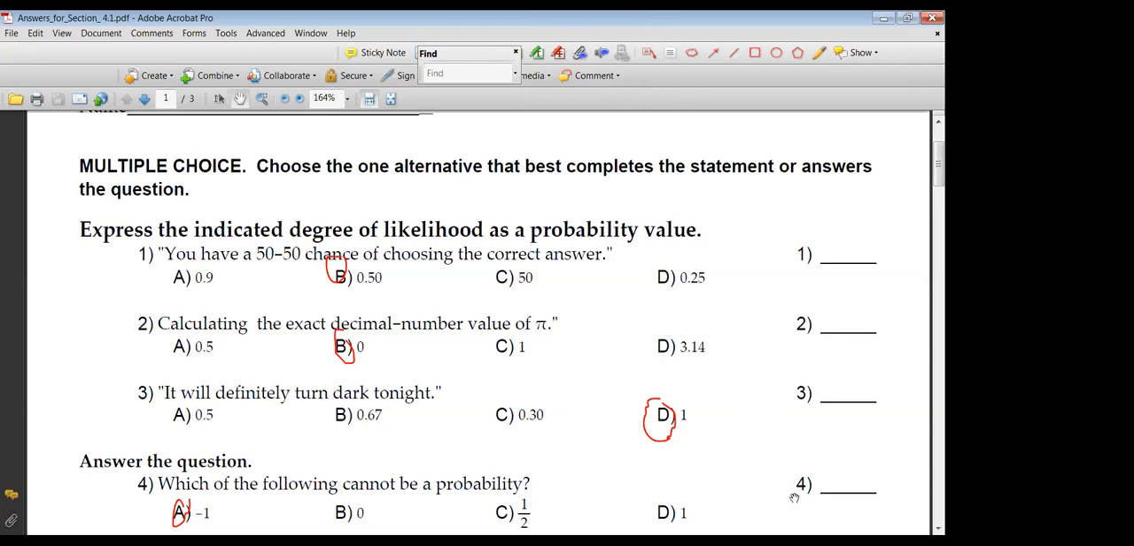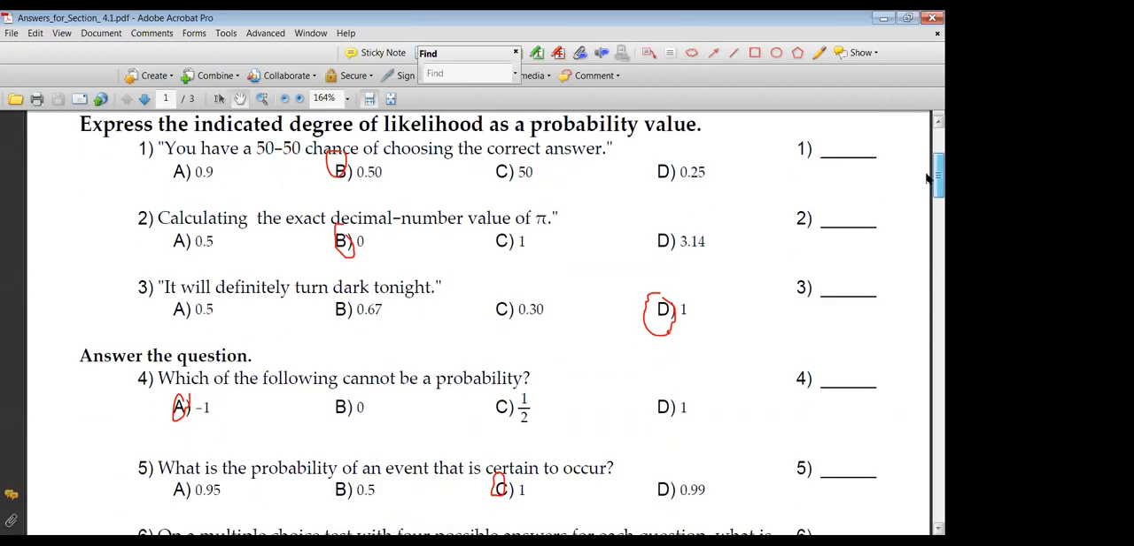All right, I've been saying this. People who score the best, and a lot of times it's not the smartest person in the class that scores the best, it's the person who has the best test-taking ability. You've got a 50-50 chance of choosing the correct answer. Express that as a probability. Please, I just got done telling you, probabilities range between 0 and 1. So please, don't be silly and answer 50. The probability of something happening can't be 50. It's got to be between 0 and 1. A 50-50 chance is not going to be 0.9. It's not going to be 0.25. It's 0.50. It's 1 chance in 2, 0.50. You don't want to give points away. Probabilities lie between 0 and 1.